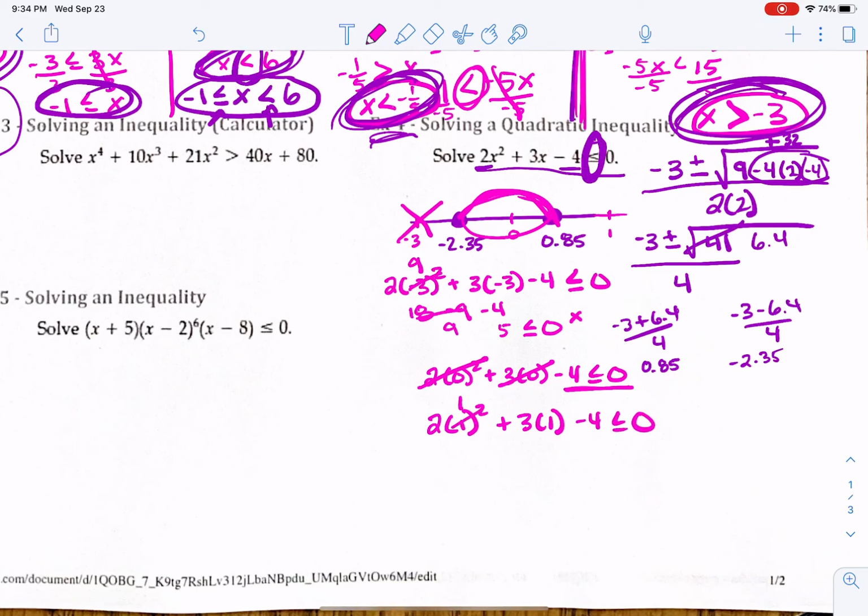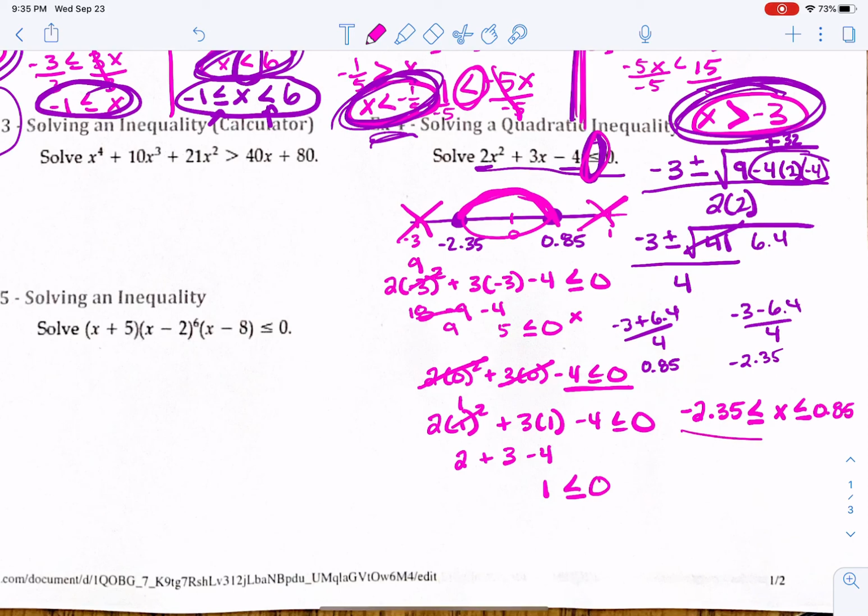So 1 squared is 1, 2 times 1 is 2, plus 3 times 1 is 3, minus 4. 2 plus 3, again, if I'm going too fast, slow down or pause. 2 plus 3 is 5. 5 minus 4 is 1. Is 1 less than or equal to 0? No, it is not. So the region that I want is this one. And I'm going to write that as a compound inequality. So I have -2.35 less than or equal to x, which is less than or equal to 0.85.